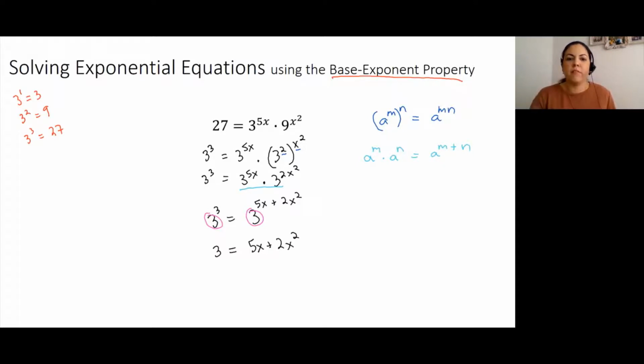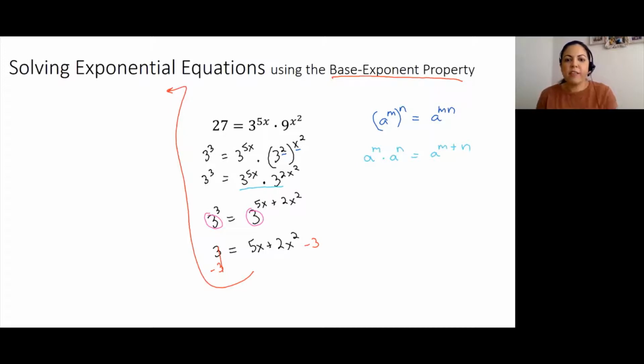And now we need to solve that. And so this is another quadratic equation. So I'm going to move over here to the left and solve that. I'm going to start by subtracting 3 because I want to make this equal to 0. And I'm going to move over and solve that up here on the left.